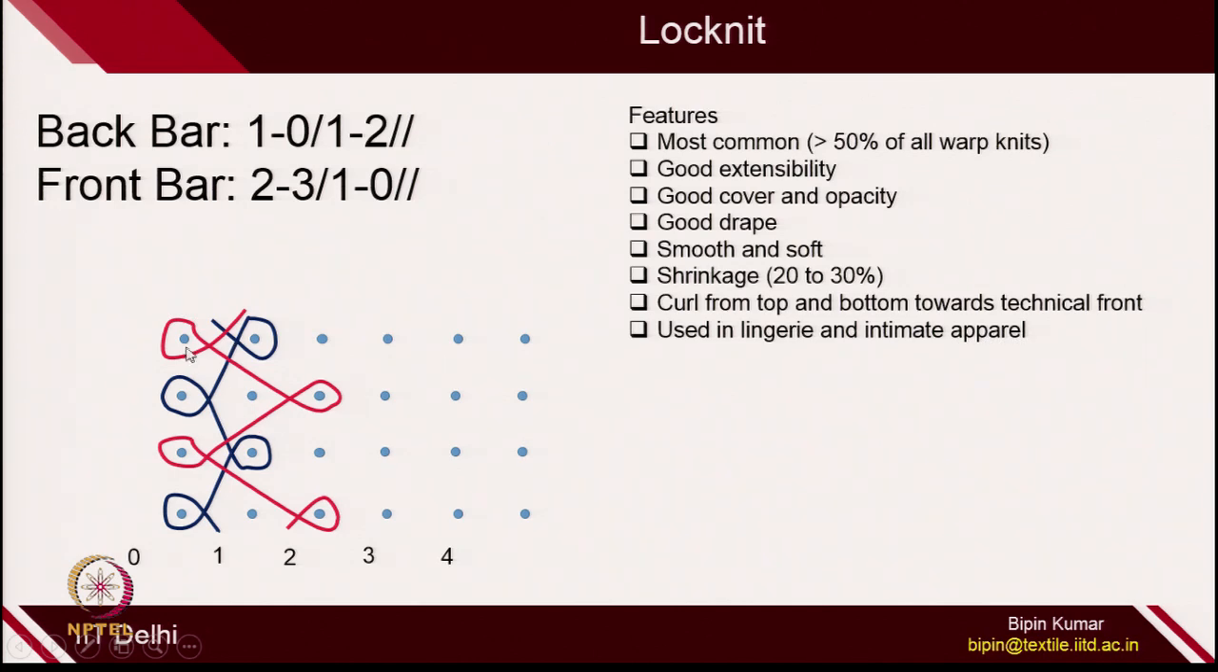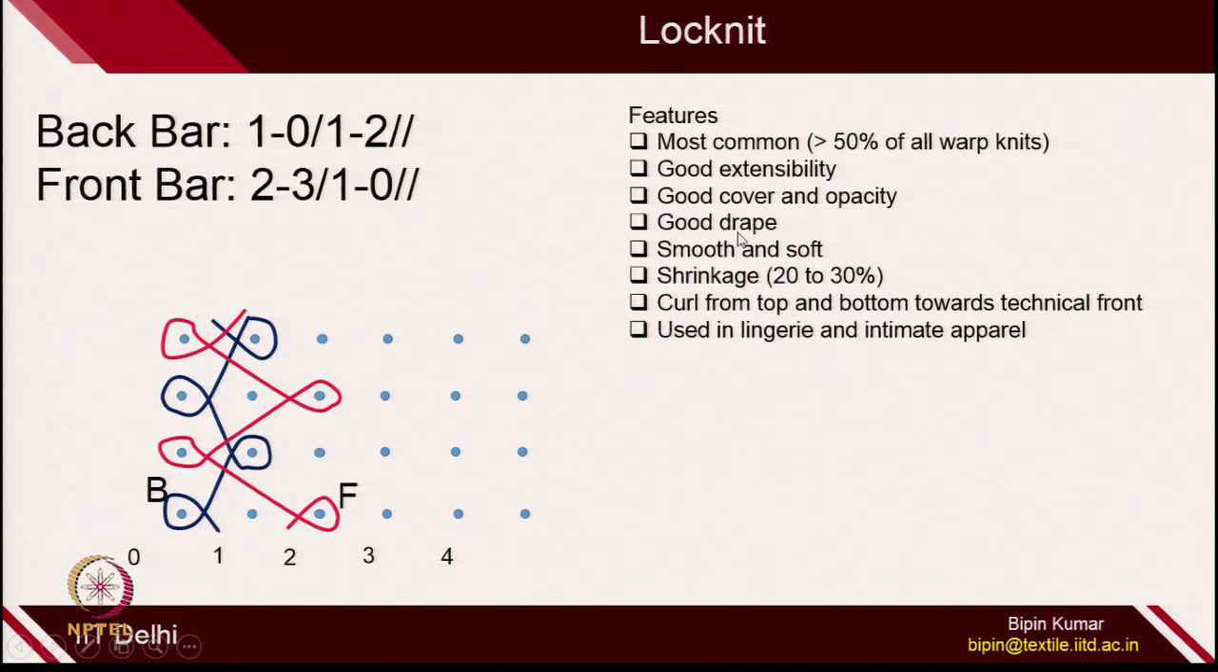The reason being, if you see the nature of the underlap, the angle is different. So, naturally the tension variations in the loops at the ends or at the edges will be different, due to which there will be a tendency to curl in the fabric. Most of the time Locknit is used in lingerie and intimate apparel. This is the most widely used warp knit structure in the application domain.